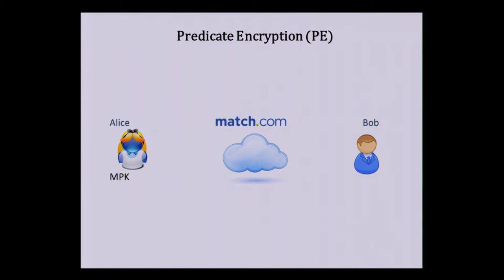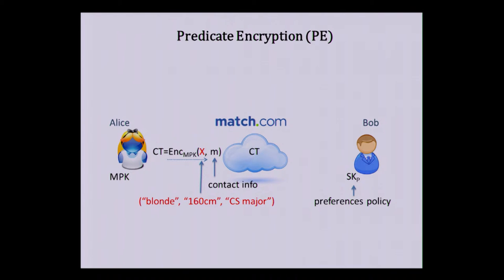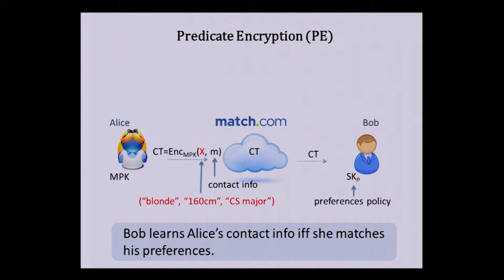OK, let me give you an example of a predicate encryption. Suppose Alice wants to protect her contact information and upload it to a match.com website. At the same time, she wants to include her criteria, for example, her height and the major that she studied in, as the secret attribute vector. Any user can come into this cloud server and download the ciphertext. But the users are also restricted with special secret keys with their preference policies. Using predicate encryption, you can ensure that the user Bob only learns Alice's contact information if and only if she matches his preference.